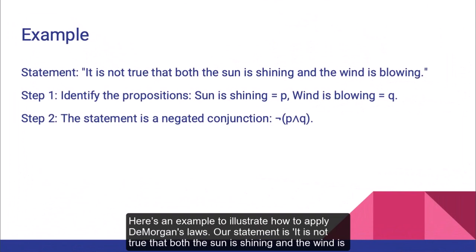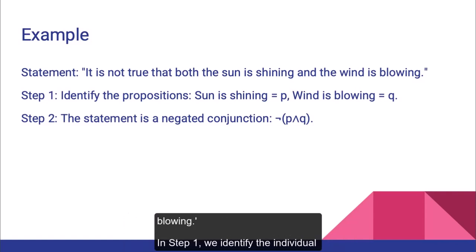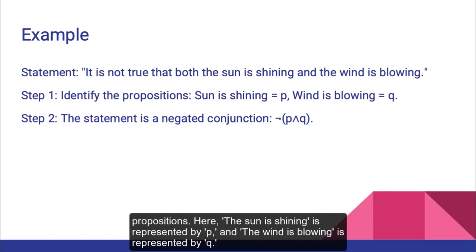Here's an example to illustrate how to apply De Morgan's laws. Our statement is, "It is not true that both the sun is shining and the wind is blowing." In Step 1, we identify the individual propositions. Here, "the sun is shining" is represented by P, and "the wind is blowing" is represented by Q.